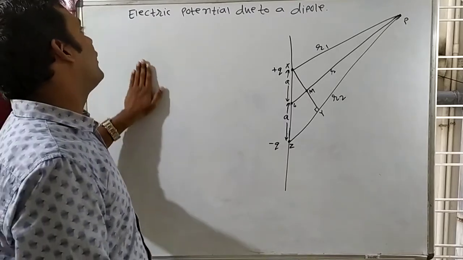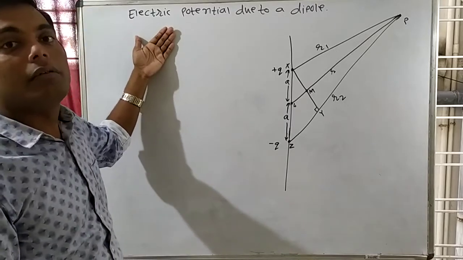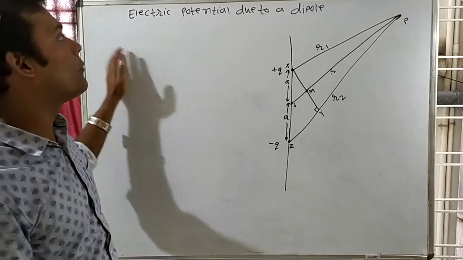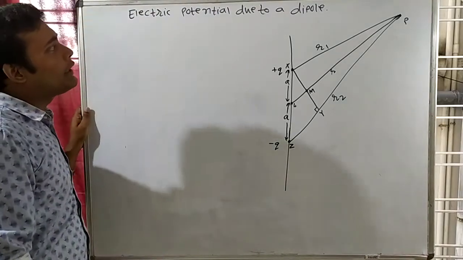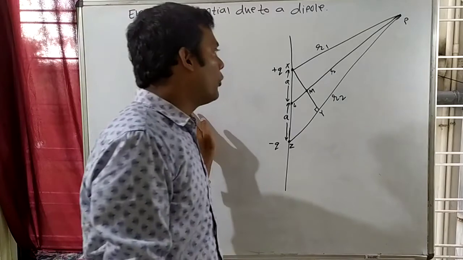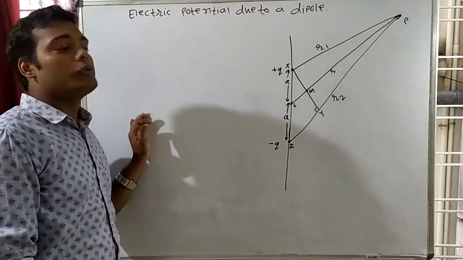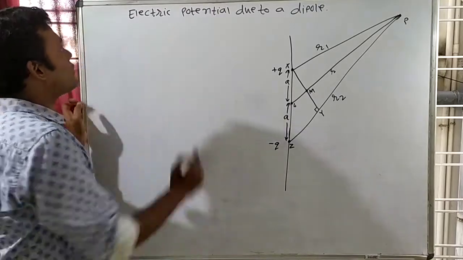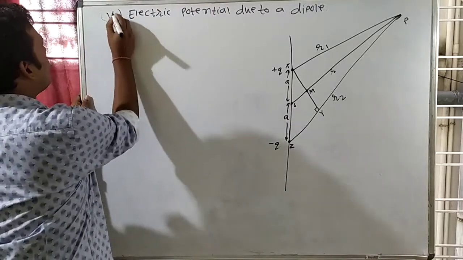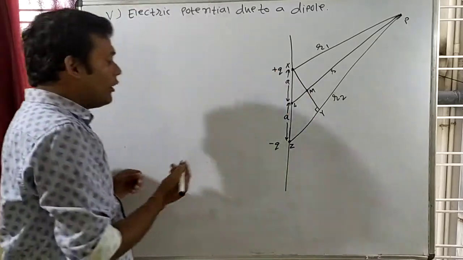Today I am taking again a topic from electrostatic potential and capacitance. So potential and capacitance, I am taking a topic that is electric potential due to a dipole. This derivation is also important. In this, what we have to derive is the electric potential. That means what we have to calculate? We have to calculate V due to the dipole.